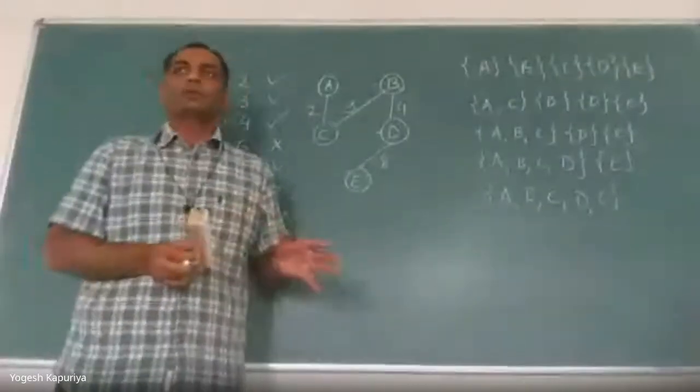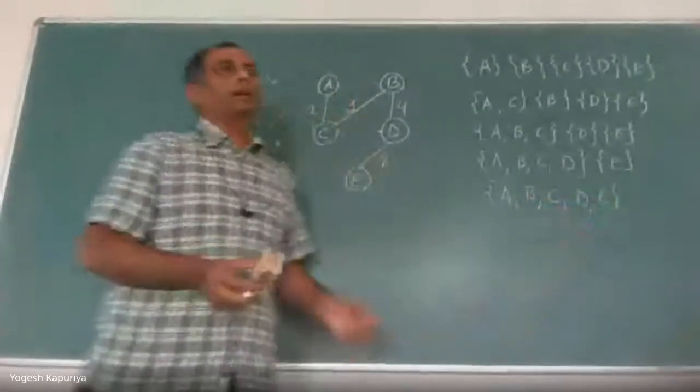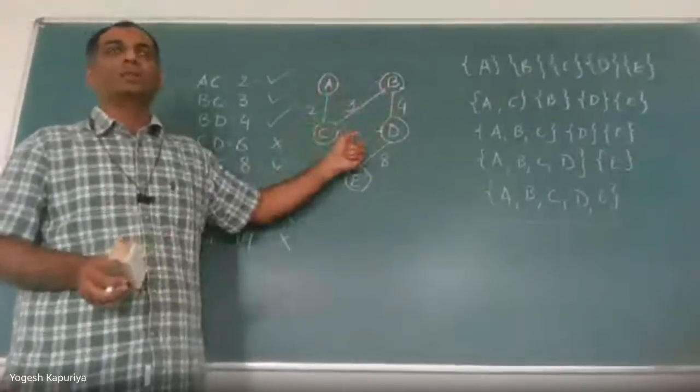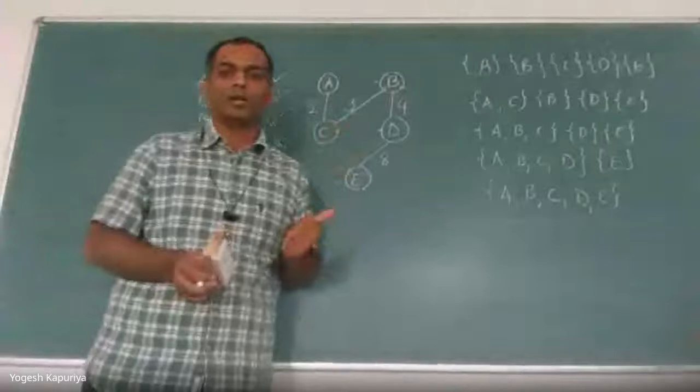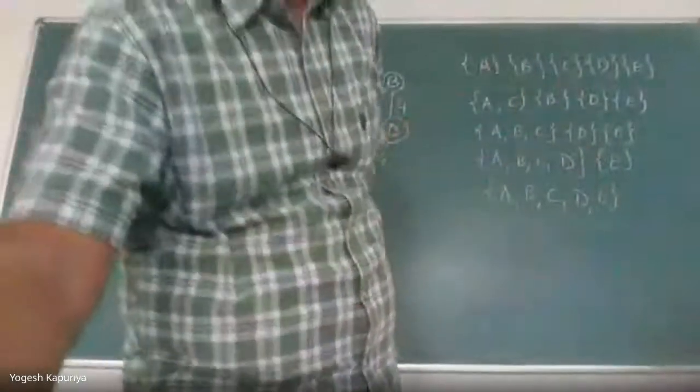So now, at the end you have a single set, and at the same time you will have the minimum spanning tree. This is the minimum spanning tree for the given graph. I hope it's clear. Right? So now let's see the algorithm, what exactly we are doing.